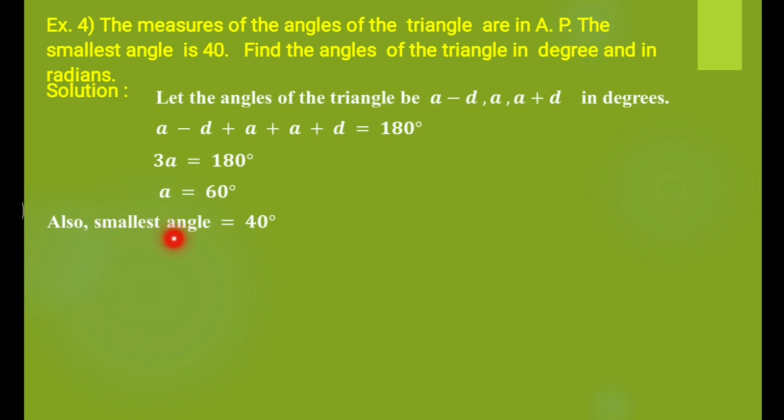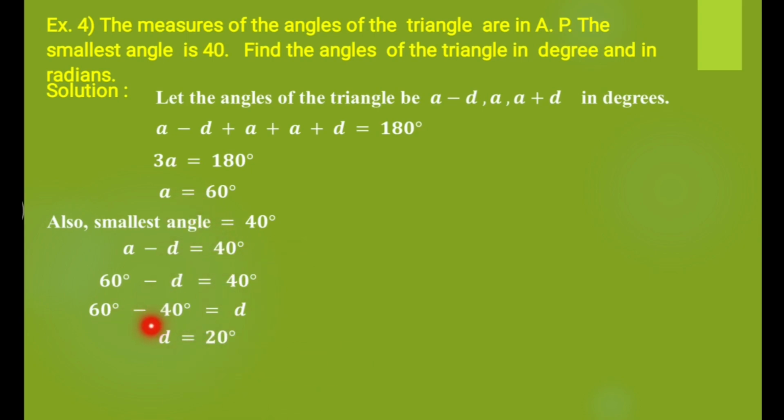So we write here also smallest angle equals to 40 degree, that is a minus d equals to 40 degree. Now we have value of a as 60 degree, so we substitute a equals to 60 degree here. So we write here 60 degree minus d equals to 40 degree. When we transfer this minus d to right hand side and transfer this 40 to left hand side, we get 60 minus 40, that is equals to 20. So we write d equals to 20 degree.